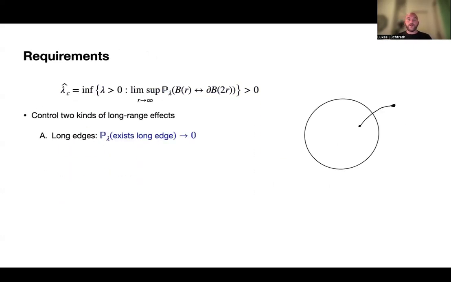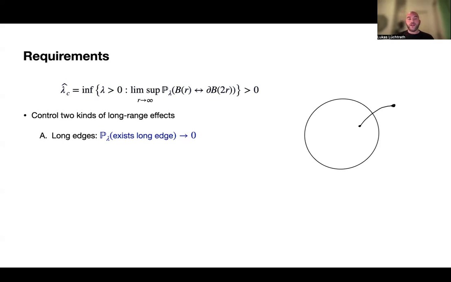And to answer this question, we somehow have to gain control about the long-range effects of the models. And the long-range effect can either be there because there are long edges. So a long edge is an edge of length r, where one of the end vertices lies in the ball B_r. And we don't want to have such long edges because a single such edge could cross the annulus alone.